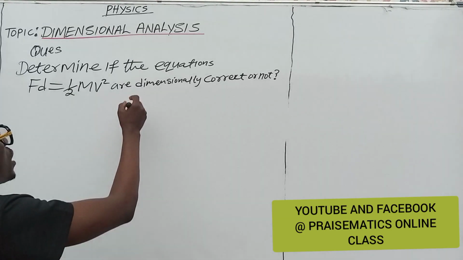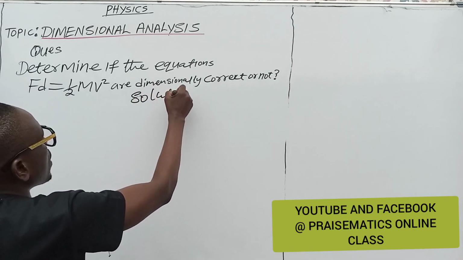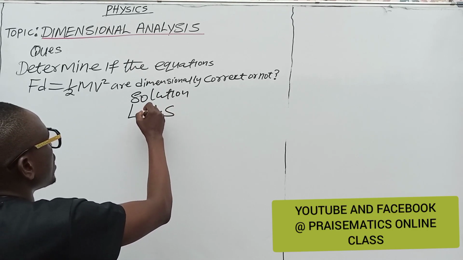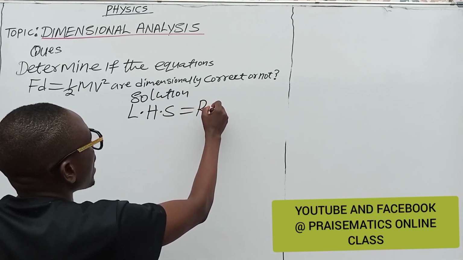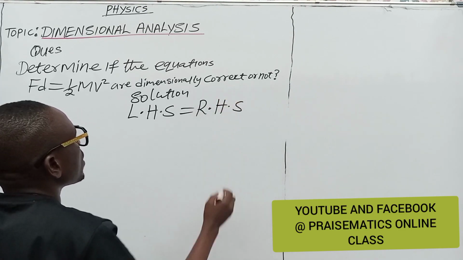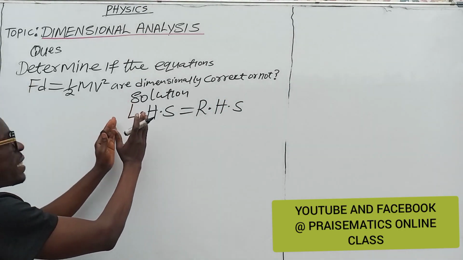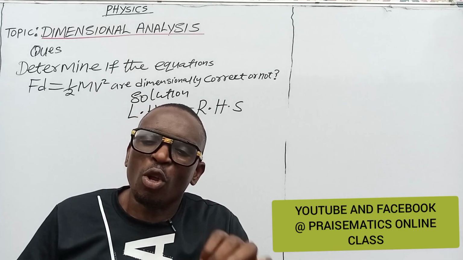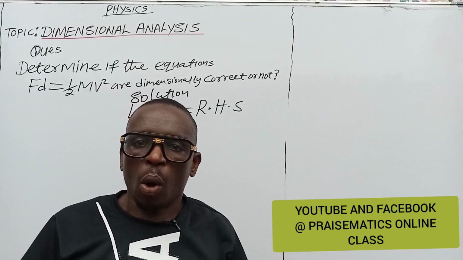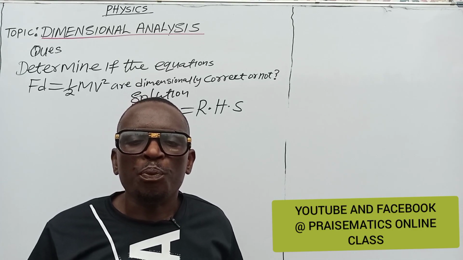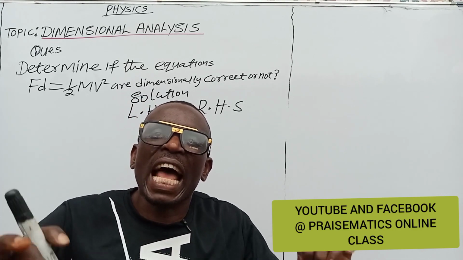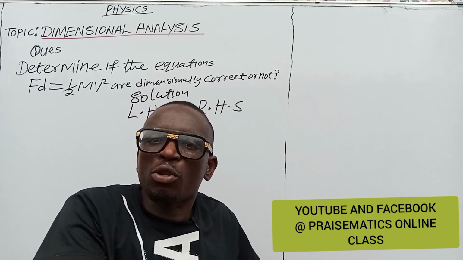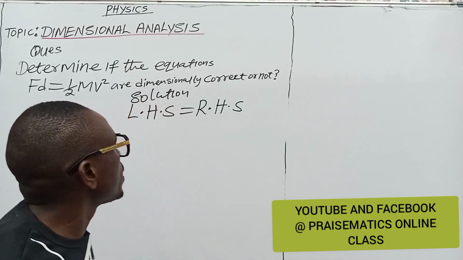Now, how do we solve this? Always remember that you must first of all check the left hand side. Is it equal to the right hand side? If the dimension of the left hand side is equal to the dimension of the right hand side, you can now say that the equation on the board is dimensionally correct. But if they are not equal, we are going to say that the equation on the board is dimensionally inconsistent, or not dimensionally correct. So okay, now let's go.